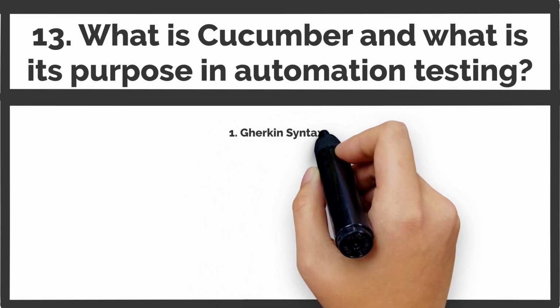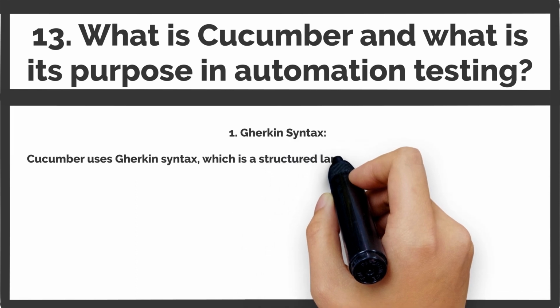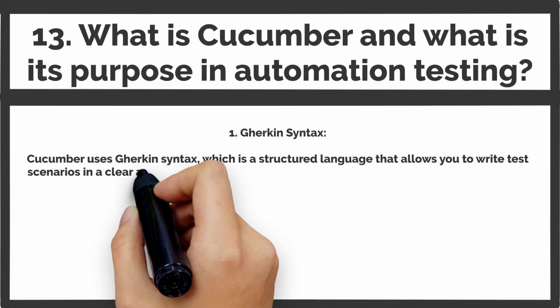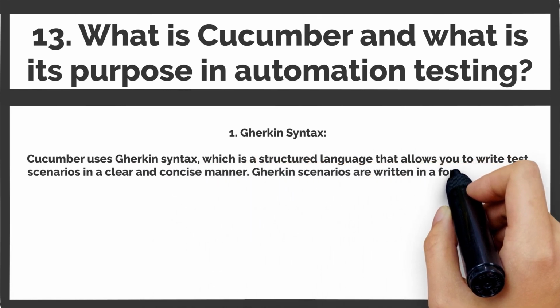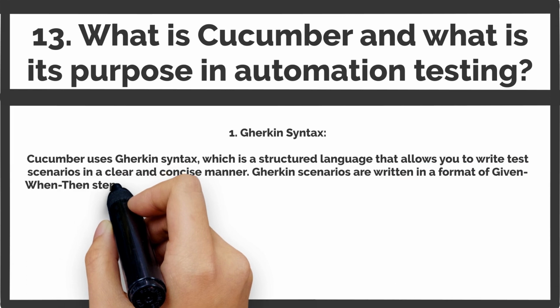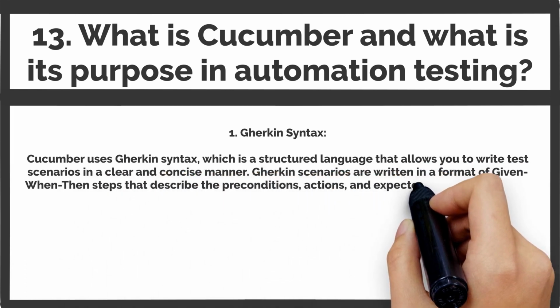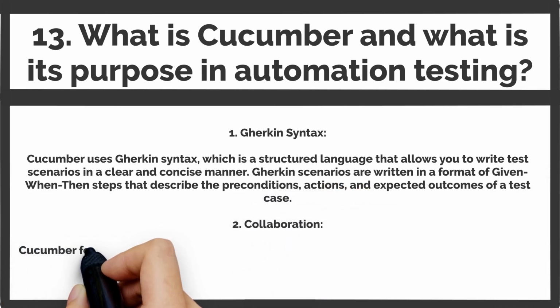1. Gherkin syntax. Cucumber uses Gherkin syntax, which is a structured language that allows you to write test scenarios in a clear and concise manner. Gherkin scenarios are written in a format of given-when-then steps that describe the preconditions, actions, and expected outcomes of a test case.